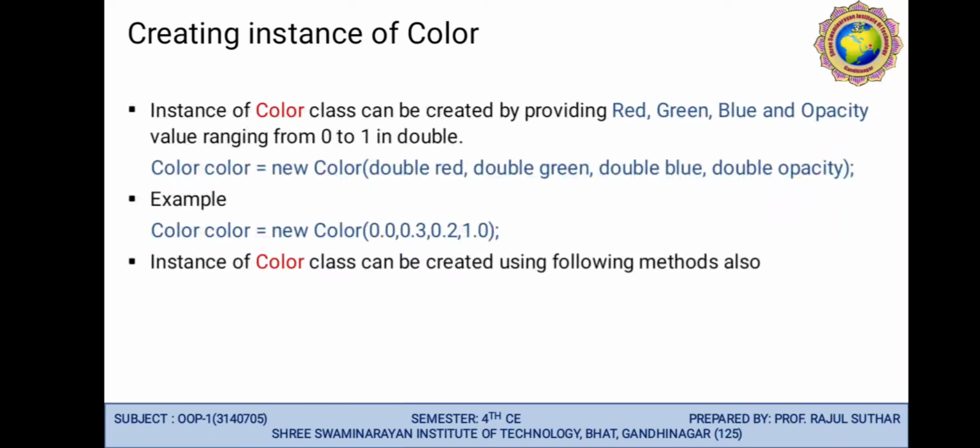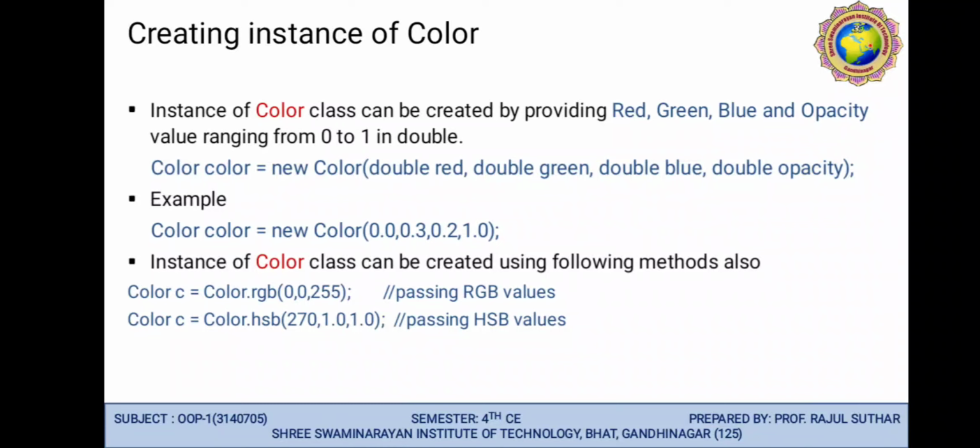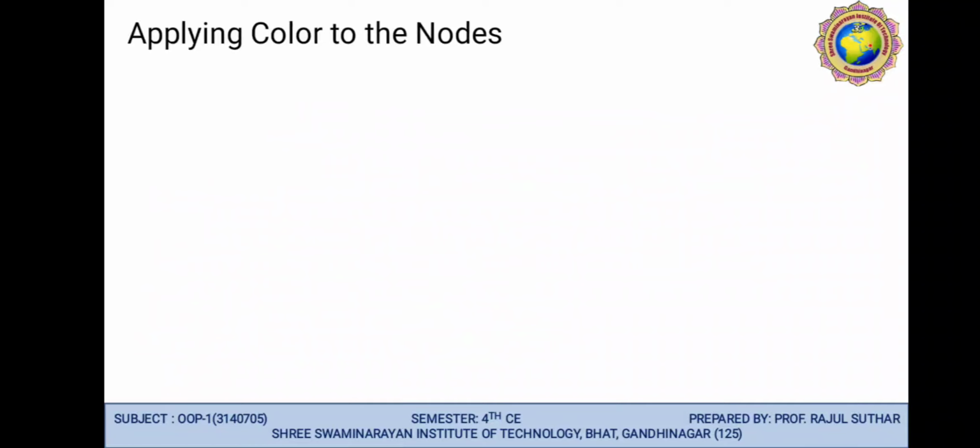An instance of the Color class can be created using the following methods. This way you can create it using RGB: Color c equals Color.rgb, first value of R, second value of G, and 255 is the value of the blue color. We can use the HSB values. In the same way you can use the hexadecimal code instead of particular values. So these are the various ways to create an instance of a color.